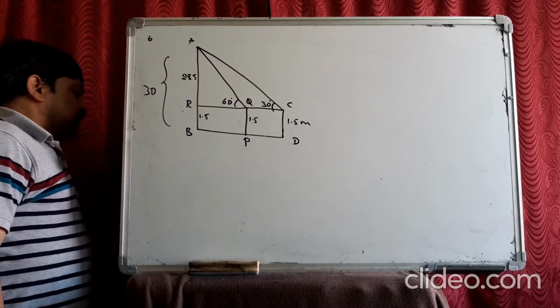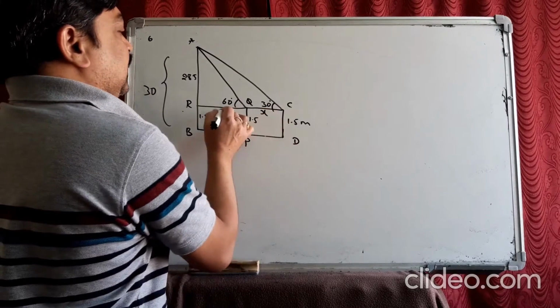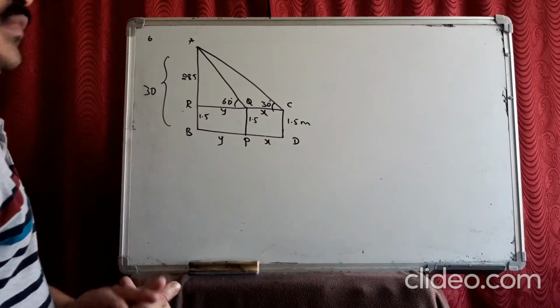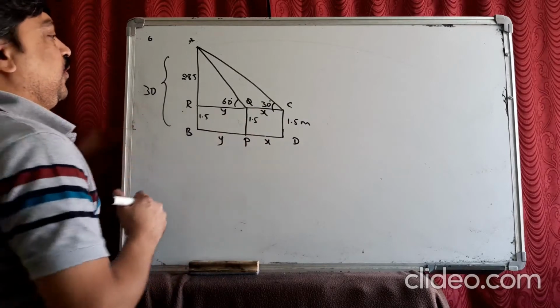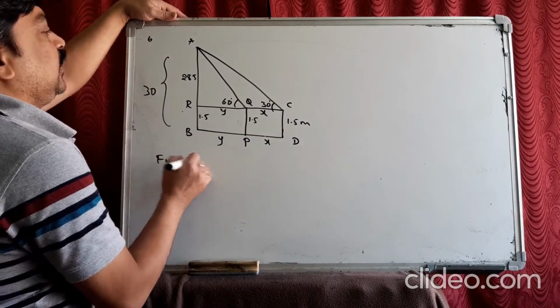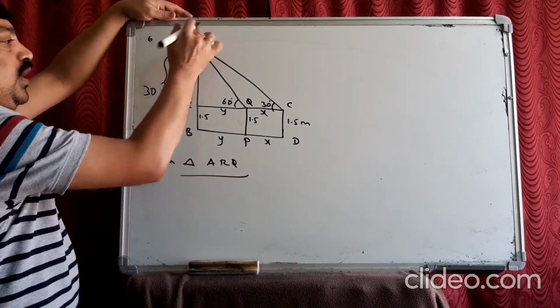Now what happened? What did they ask us? Find the distance he walked towards the building. He needs x. Let it be y. He needs x to find out. Now the distance that he walked is nothing but x. Now we consider the triangle ARQ. Look at the triangle ARQ.